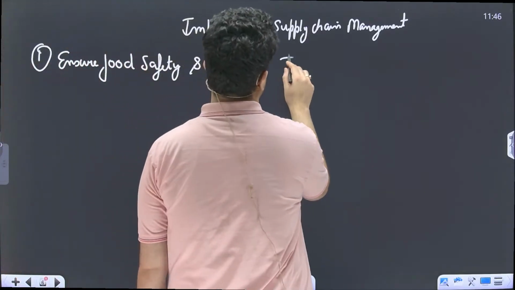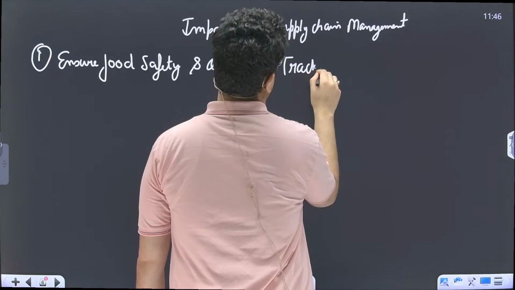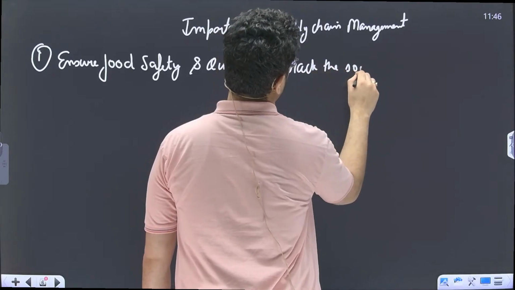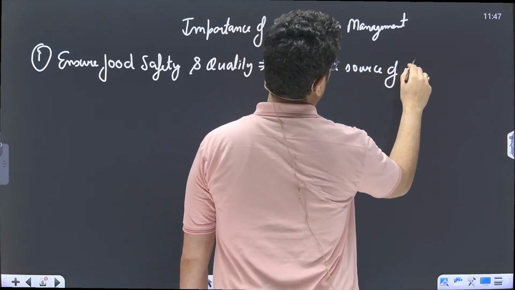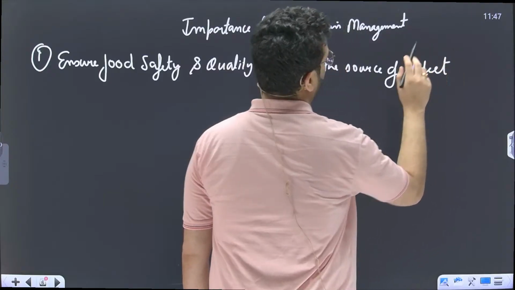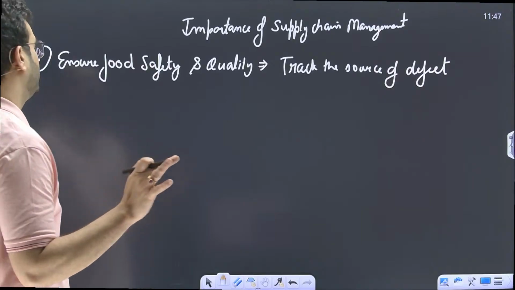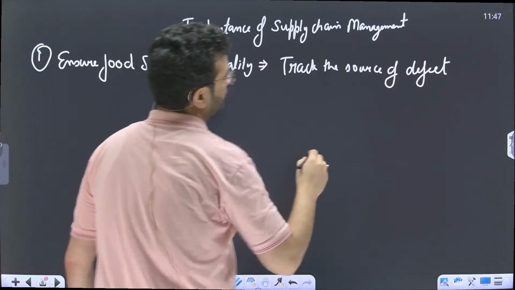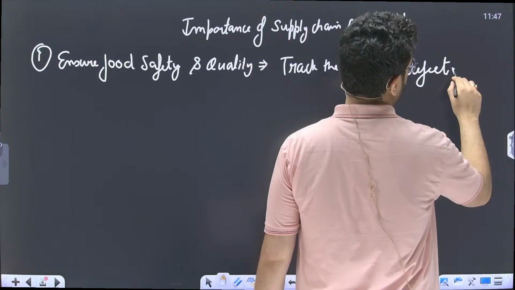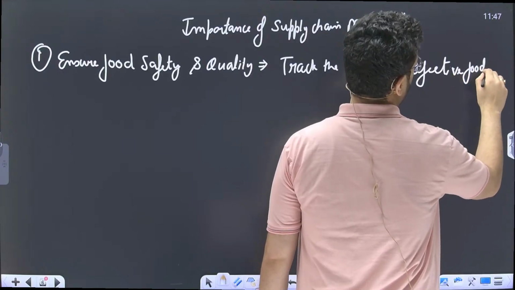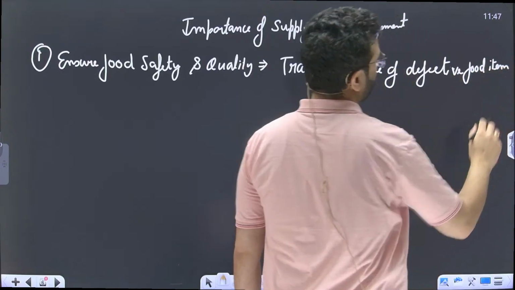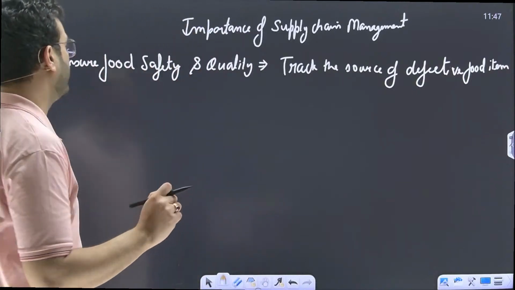Track the source of defect. You need to track the source of defect, where the defect actually is. Track the source of the defective food item.